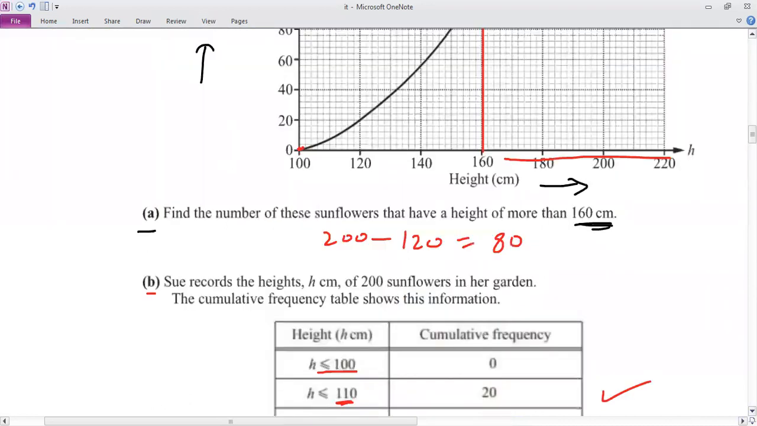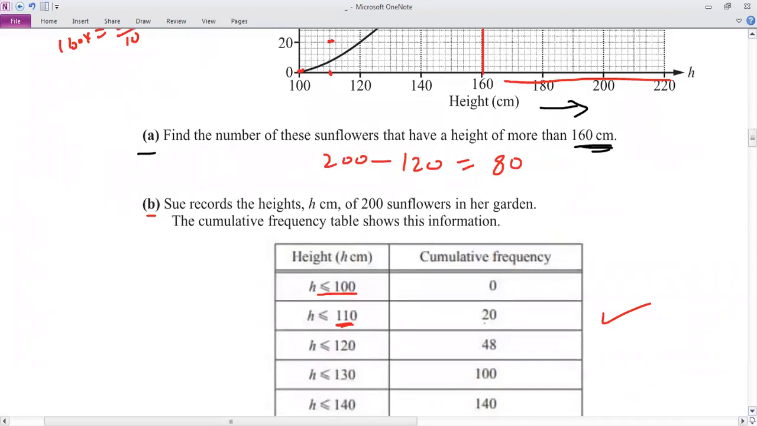So what is one box? From 0 to 20, there are 10 boxes. Yes, 10 boxes are making 20. So one box will be equal to 20 over 10. Each box is 2. So this is 102, 4, 6, 8, 10. Here will be 110. So for 110 it is 20. You can see for less than or equal to 110, the cumulative frequency is 20. So it will be this point.